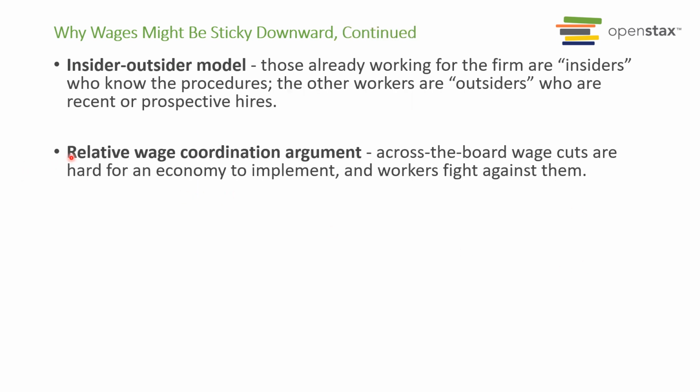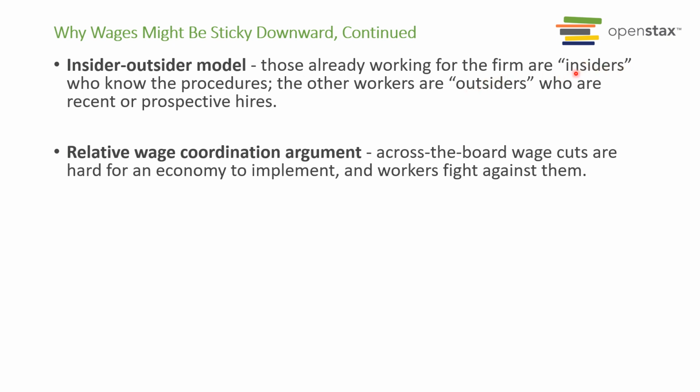Couple of other less popular explanations: the insider-outsider model and the relative wage coordination argument. That's a mouthful. I think the name of the definition is almost as long as the definition here. So the insider-outsider model says people that are tenured in the firm are called insiders. They're already in there, and they know the procedures inside and out. And other workers are outsiders who might be brand new or prospective hires. But again, how are you going to decide how to cut the wages of everybody? Are these insiders as productive as the outsiders?